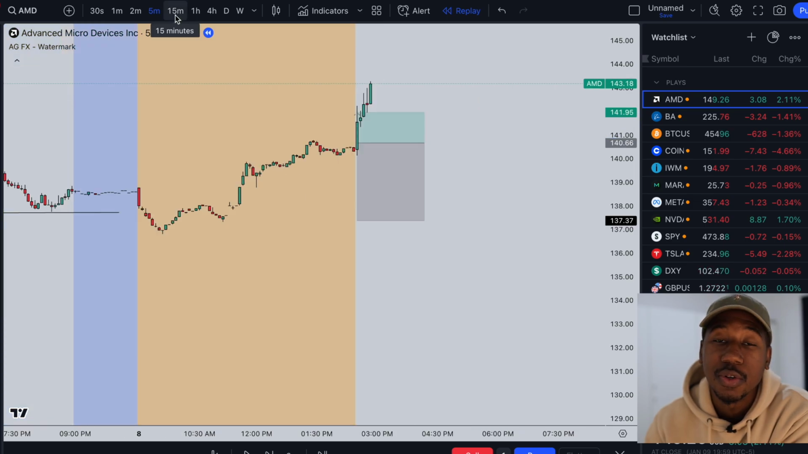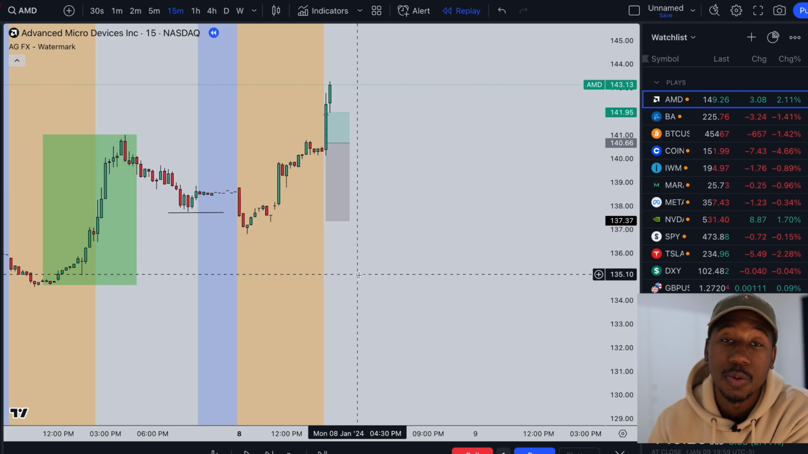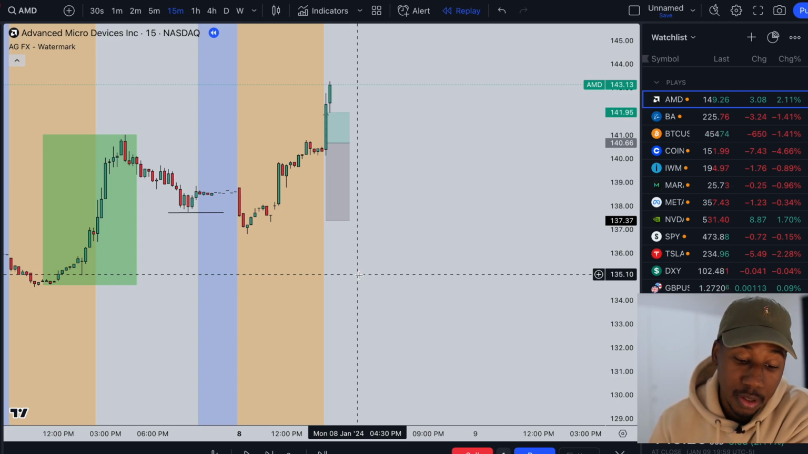And now that we're in this trade, we're just going to sit here and ride this momentum. I'm actually going to click up to the 15-minute because this is what I'm watching for after we get in. And we're just going to ride this up until we see a loss of momentum.